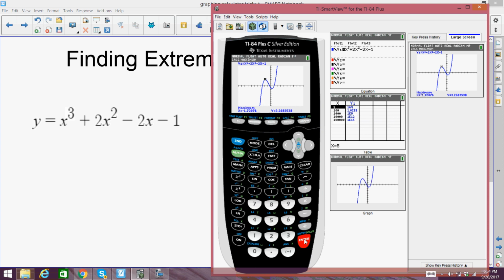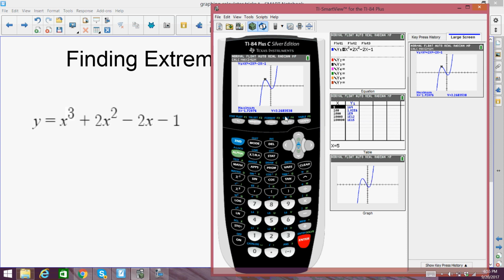I'm going to hit enter, and it tells me that the maximum is -1.7, comma 3.268. That's a coordinate. Remember that the relative maximum is a coordinate. So we have that answer, and I'm going to let you find the answer for the relative minimum.